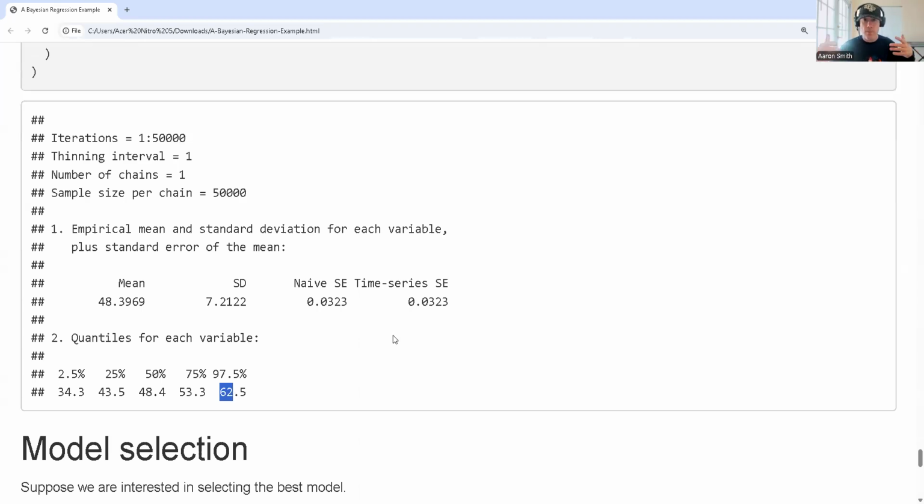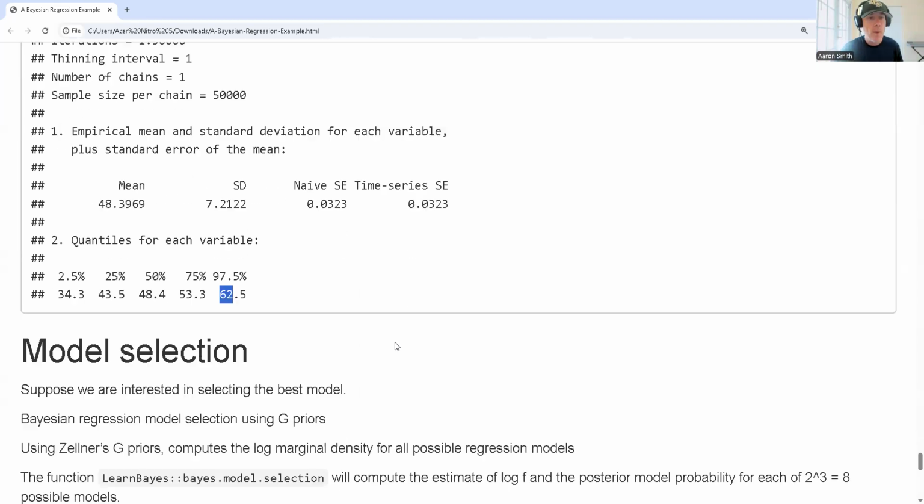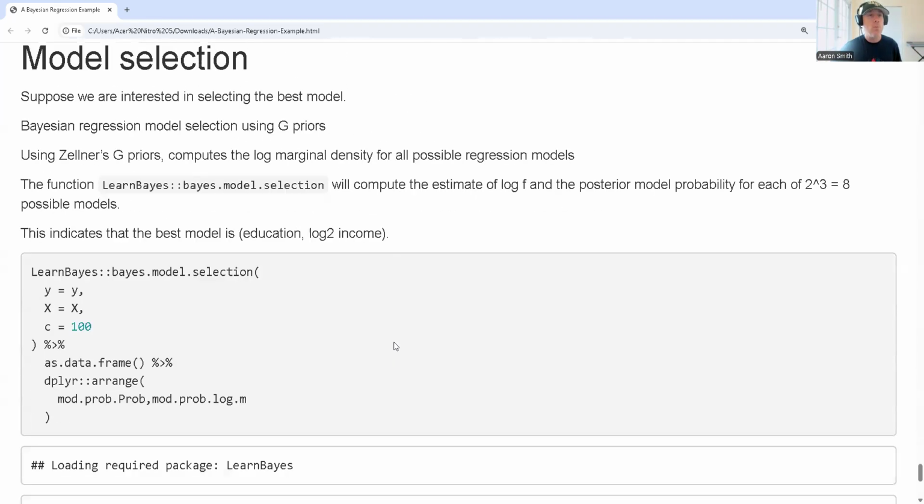Okay, so that shows us how to fit a model. That shows us how to get a probability distribution for the expected value for a level of observation, and to get the prediction interval like distribution. It's not an interval, it's a full-blown distribution. Now let's do model selection.